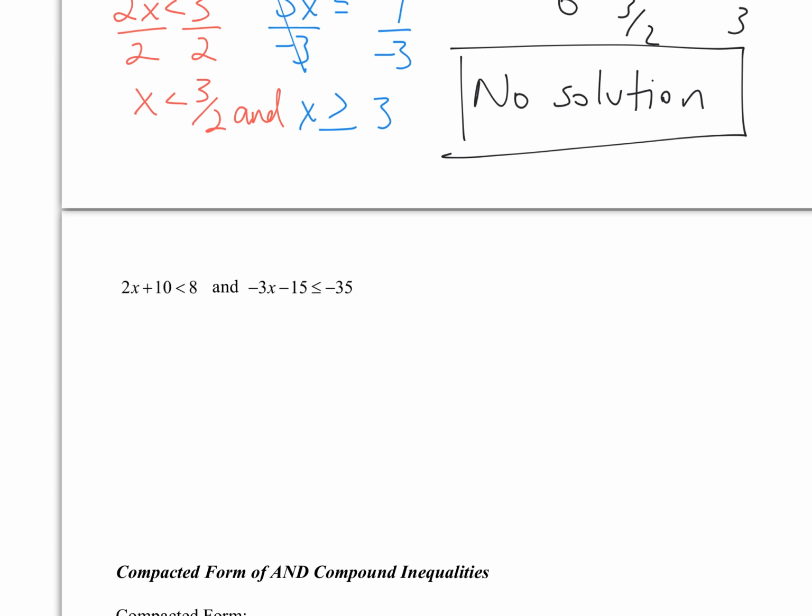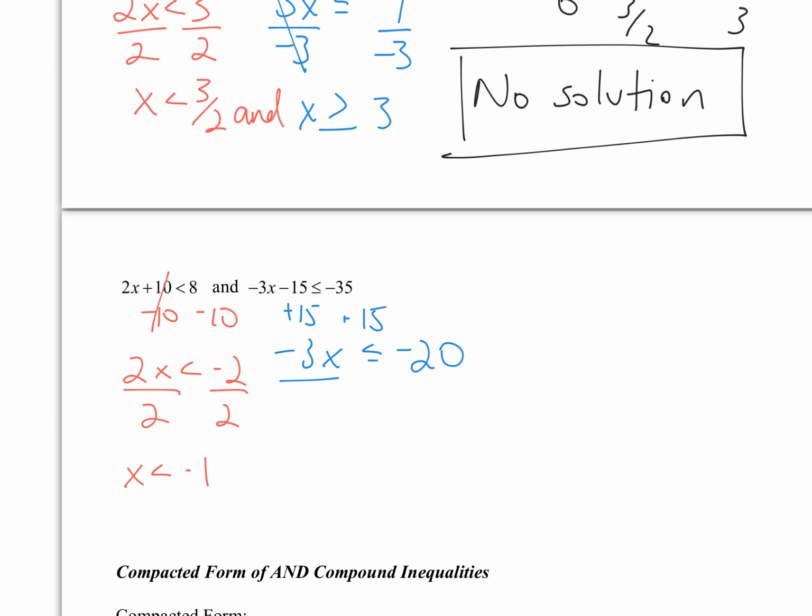On the next, I'm going to add 15. From there, -3x is less than or equal to -20. Divide both sides by -3. Again, we have dividing by a negative, so that flips the inequality sign to 20/3, or you can think of it as 6.6 repeating. Same thing.